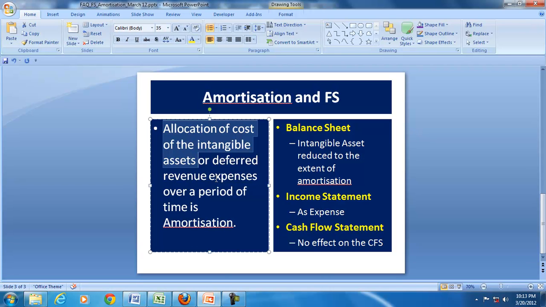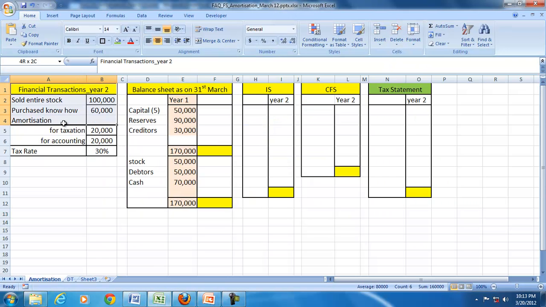So whenever there is an amortization, in the balance sheet the intangible asset is reduced to the extent of amortization. In the income statement, amortization is shown as an expense, and in the cash flow statement there is no direct effect of the amortization because amortization is only an allocation of cost. Let us take an example to understand that.